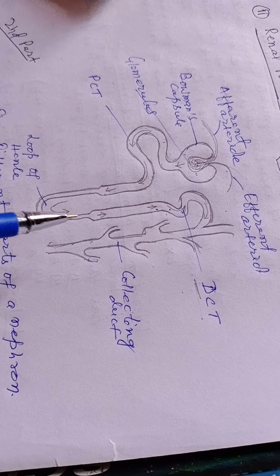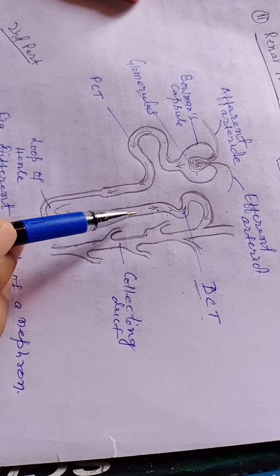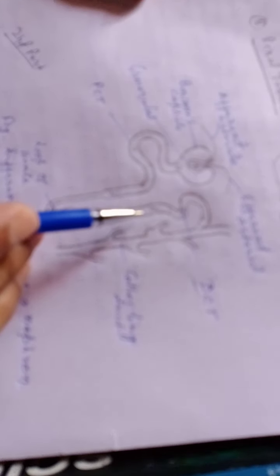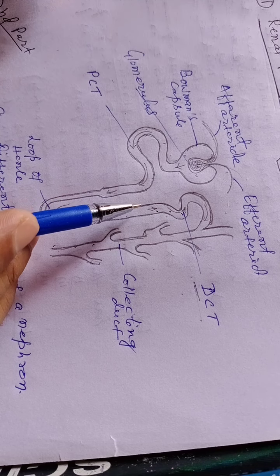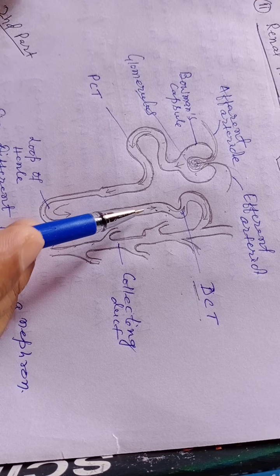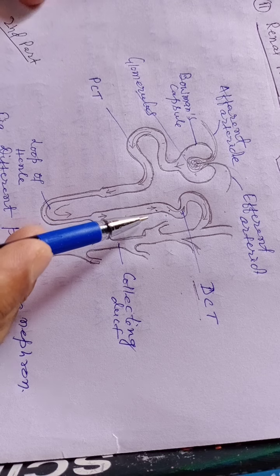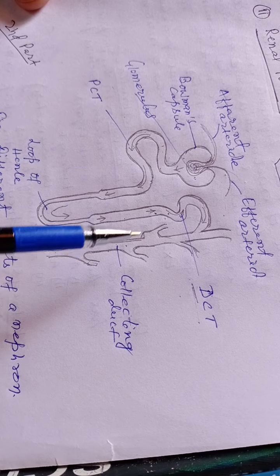As it is earlier described, the basic unit of kidney, or the functional unit of kidney, is nephron. So it is the basic unit which performs the function of excretion, that is filtration of blood taking place for the excretion or removal of nitrogenous waste product from the body. So this is the structure of a nephron.